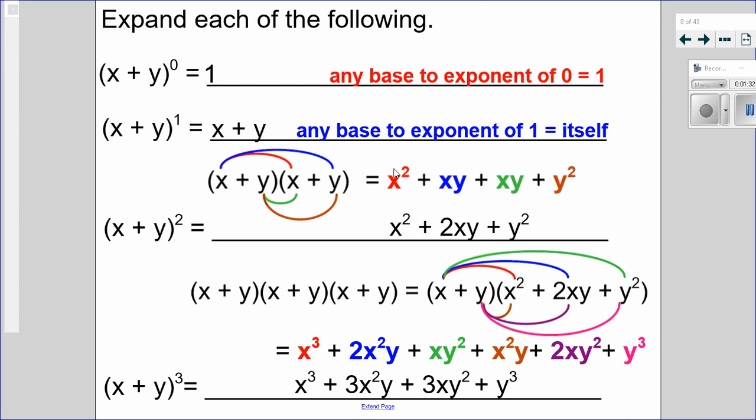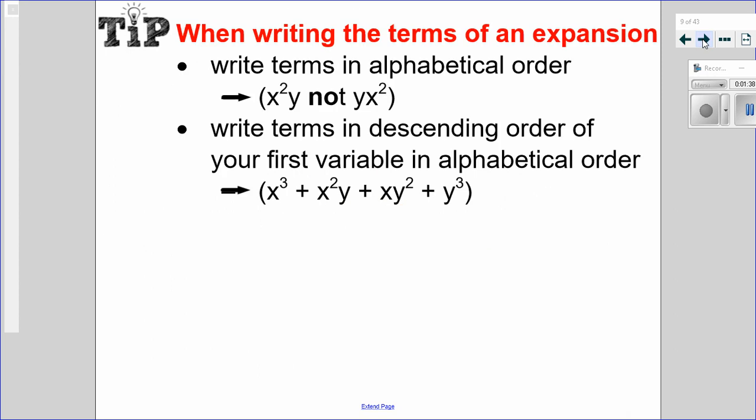So let's use these 4 examples that we've done to come up with some patterns with variables. When we're writing these, we want to write our terms in alphabetical order. So x and then y, not y and then x. And then write them in descending order of your first variable in alphabetical order. So since x comes first, notice I went from x, 3, 2, 1, and none.